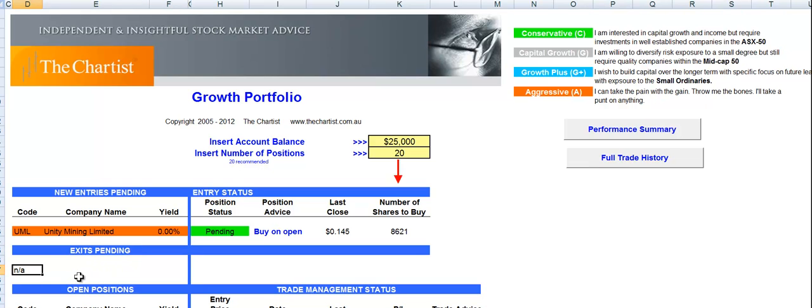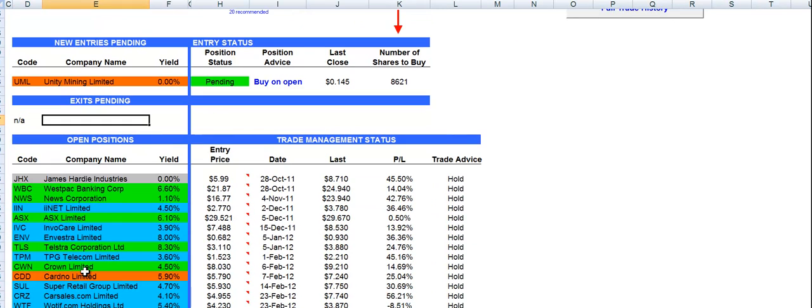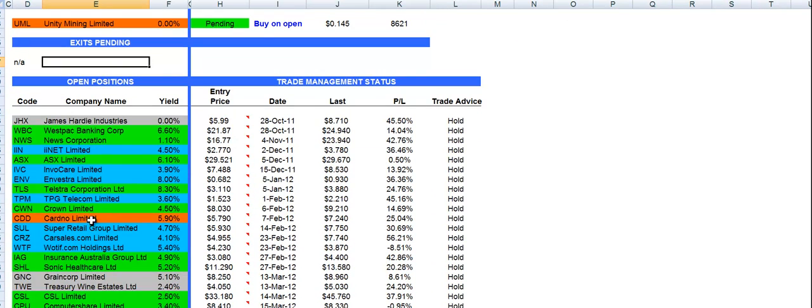The next column down is exits pending. You can see at the moment there are no exits pending. If we scroll a little bit lower, you can see some of the current open positions at the moment. So we've got a grey position here in James Hardie. The entry price is a dividend adjusted $5.99 back on the 28th of October 2011. So we've almost held that position for a year, and the open P&L on that is 45.5%.